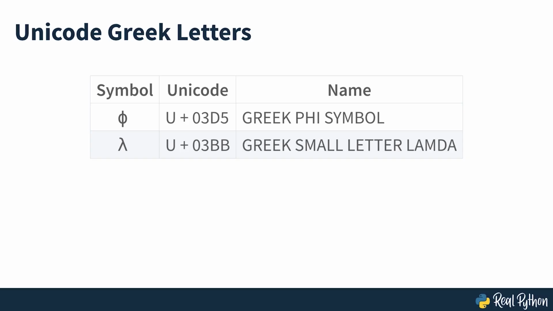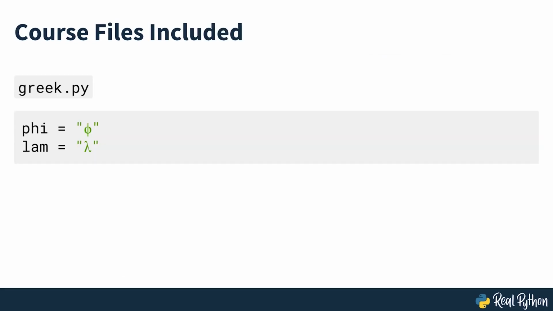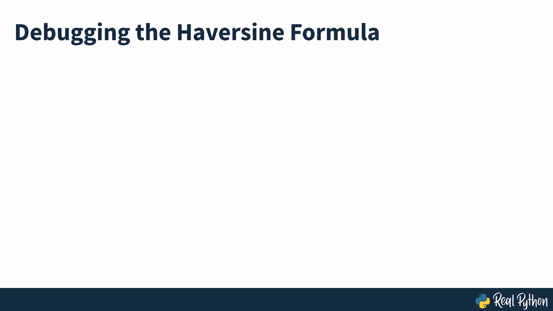Note that Python source code is typically written using UTF-8 Unicode, and this allows you to use Greek letters such as phi and lambda in your code. This Wikipedia page shows some alternatives for using Unicode on your system, and the included course files contain the characters if you want to copy and paste them into your REPL. Let's say you need to double-check your implementation and want to see how much the Haversine terms contribute to the final result. You could copy and paste the term from your main code to evaluate it separately. However, you could also use the walrus operator to give a name to the sub-expression you're interested in.